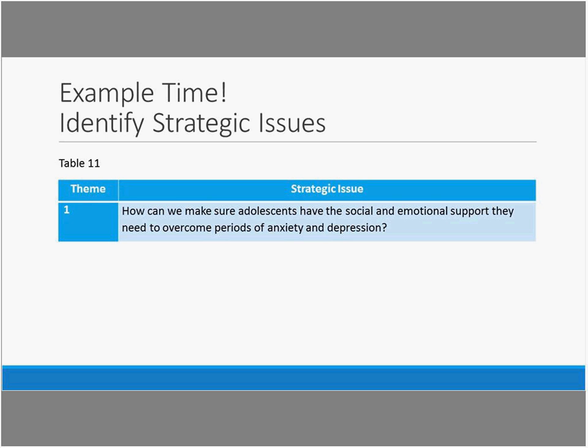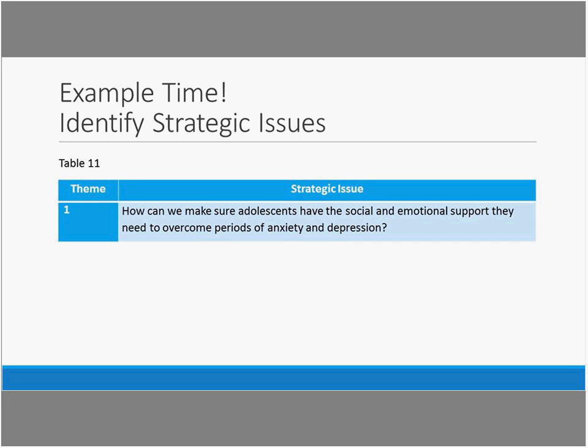The next step in the process is to identify strategic issues. Like we said, a strategic issue is reframing a theme in terms of a question. In this case, the example question that I brainstormed was, how can we make sure adolescents have the social and emotional support they need to overcome periods of anxiety and depression? There's lots of other ways that you could frame this, but this is just an example of a way to frame a strategic issue that you can build off of or think about as you're developing the questions that you're coming up with.